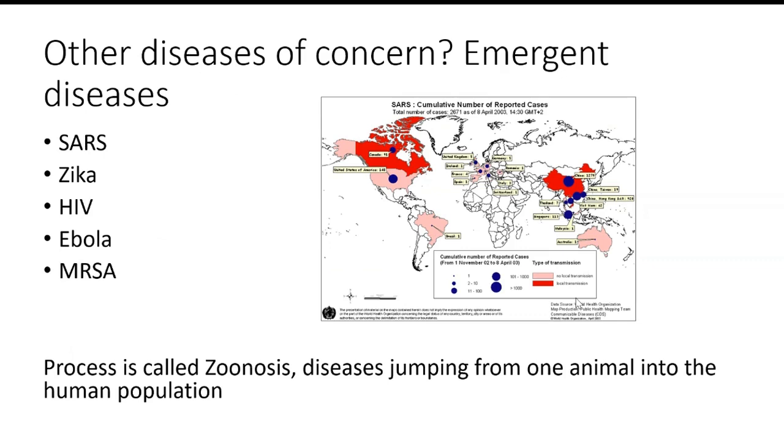Here are some examples of other emergent diseases. And of course, we can now add COVID-19. SARS is the one that actually originated in China as well. Zika's place of origin, I believe, is still under discussion. We'll be talking more about HIV in the next lesson. HIV and Ebola both originate right here. MRSA is one we'll talk about with antibiotic resistance. And once again, the process of a disease jumping from one animal into the human population is called zoonosis.